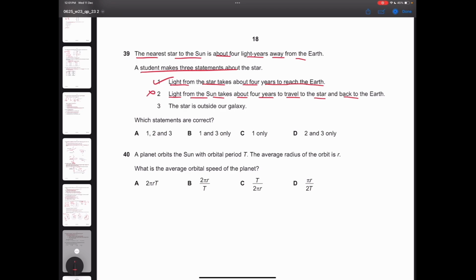This is wrong. We cannot tell. The star is outside our galaxy. How do we know? So answer is only C. Now, a planet orbits the sun with orbital period T. The average radius is this much. So we know that orbital speed is equal to 2 pi r by T. Right? So option should be B. The correct answer should be B.